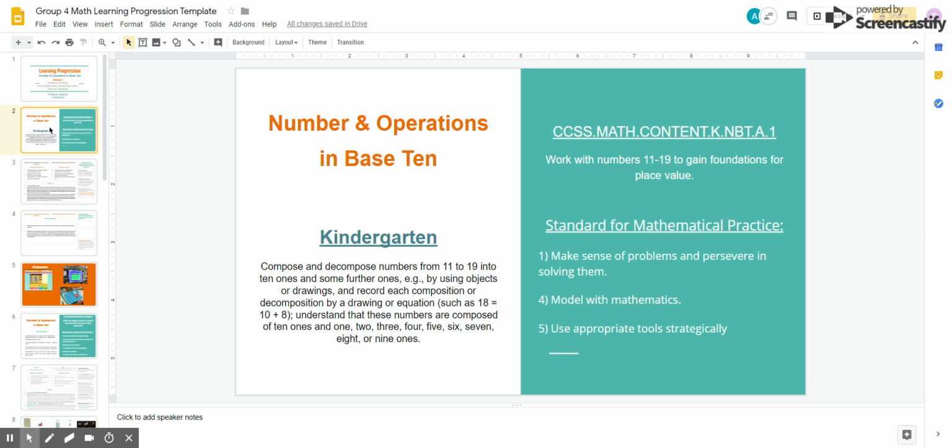They also need to understand that these numbers are composed of 10 ones and 1, 2, 3, 4, 5, 6, 7, 8, or 9 ones. And the standards for mathematical practice, this allows students to make sense of problems and persevere in solving them, model with mathematics, and use appropriate tools strategically.